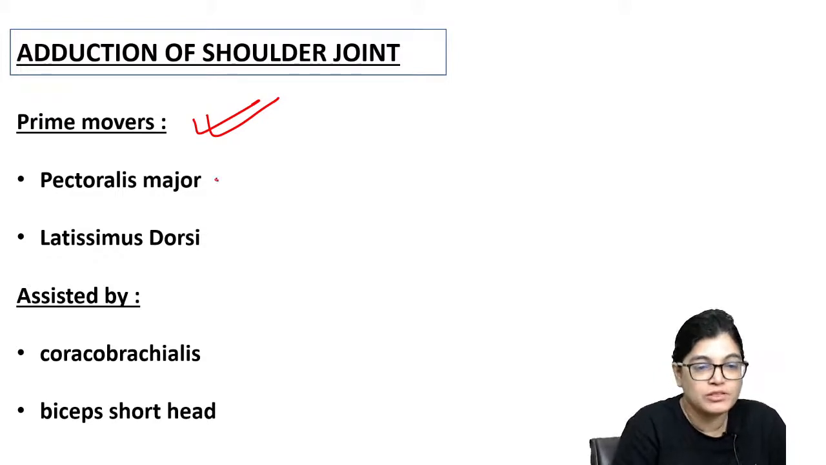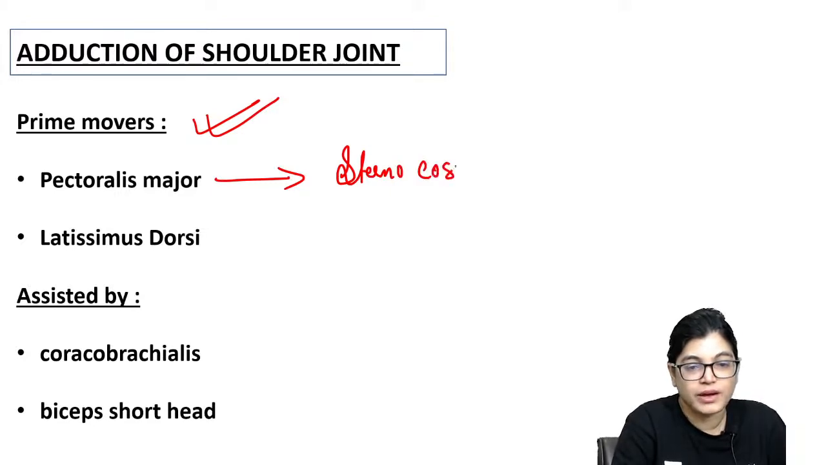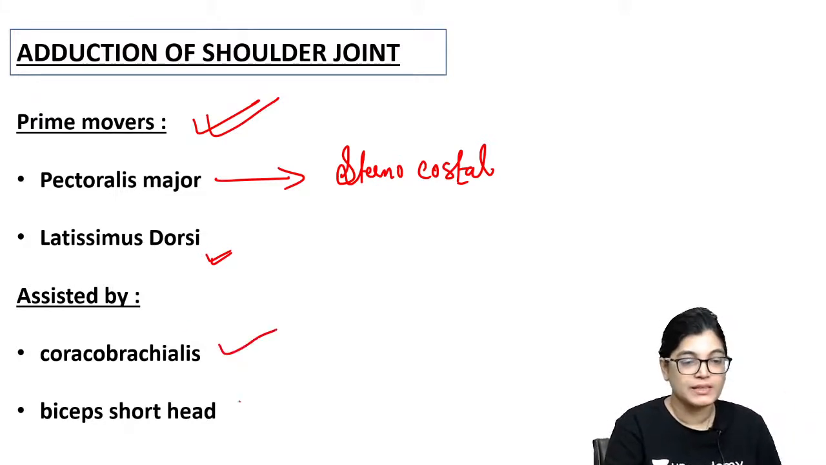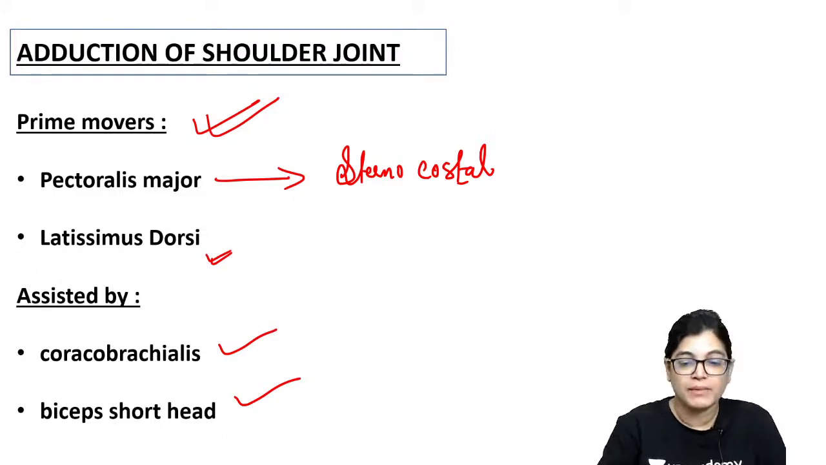So which fibers of pectoralis major muscle are causing adduction? Sternocostal fibers. So sternocostal fibers perform the action, that is adduction of the shoulder joint, and the latissimus dorsi. The other muscles which also assist this movement are coracobrachialis and biceps short head.